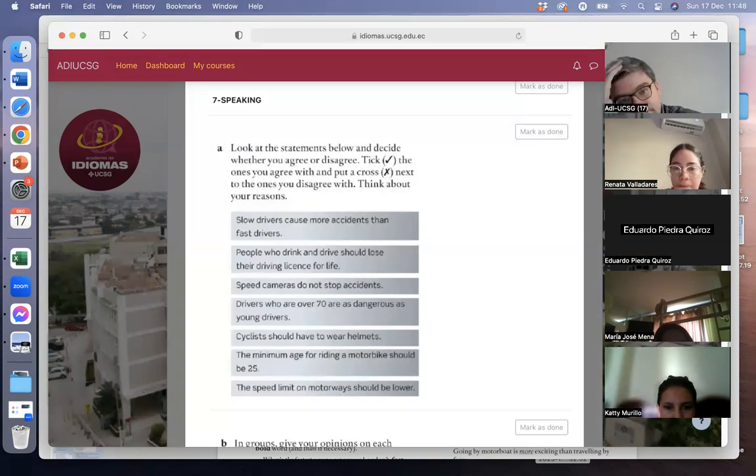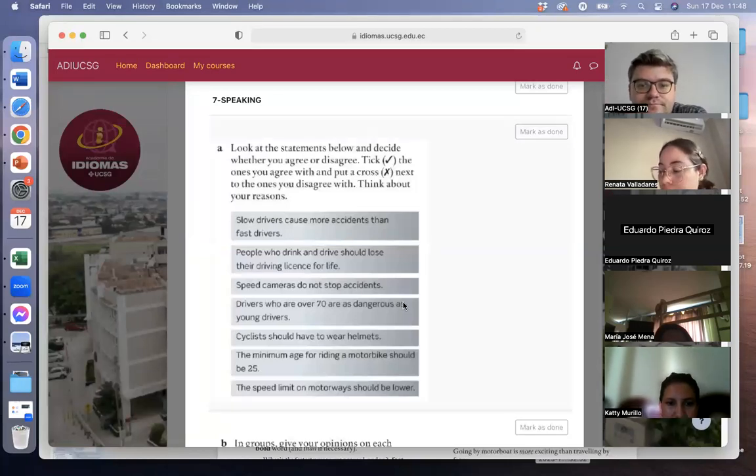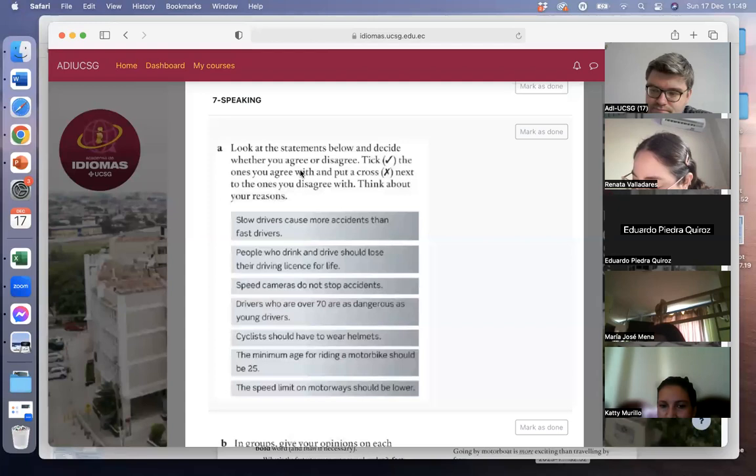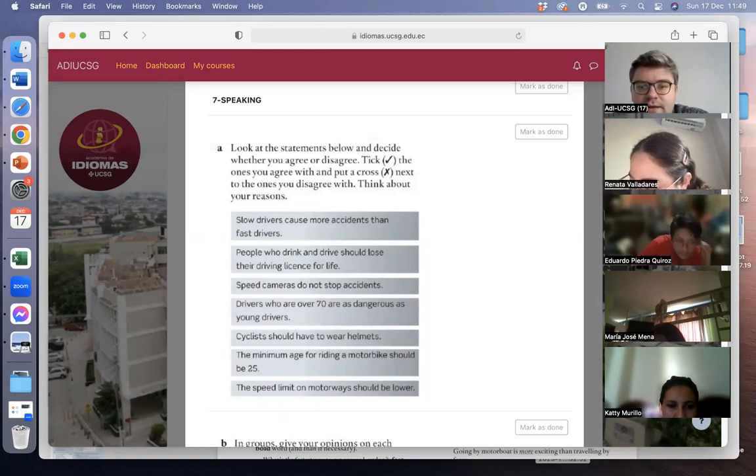Look at the statements below and decide whether you agree or disagree. Tick the ones you agree with and put a cross next to the ones you disagree with. Think about your reasons. Okay, Maria Jose, could you continue reading, please?